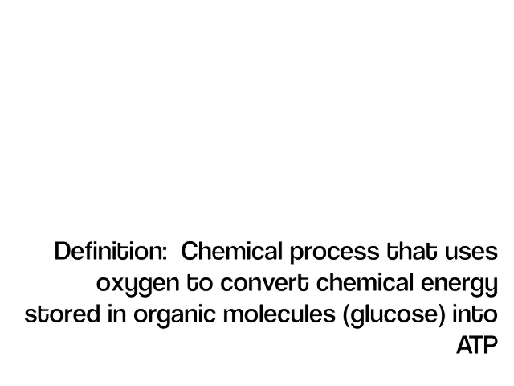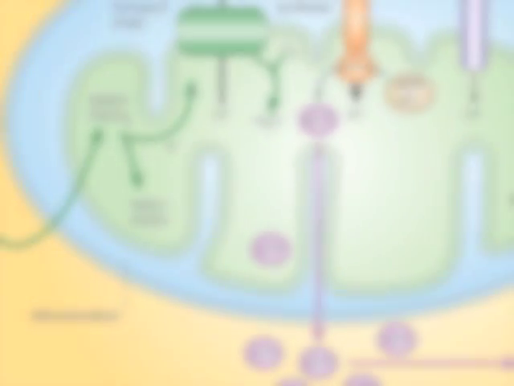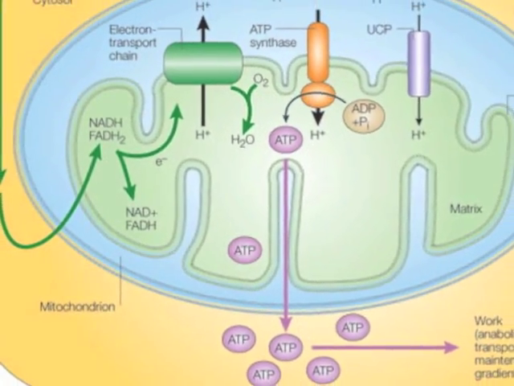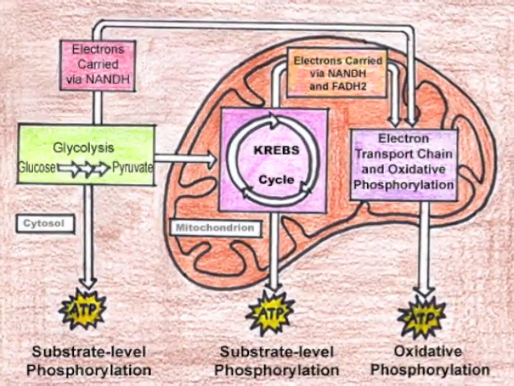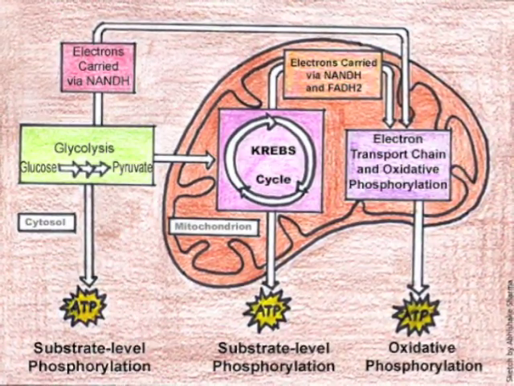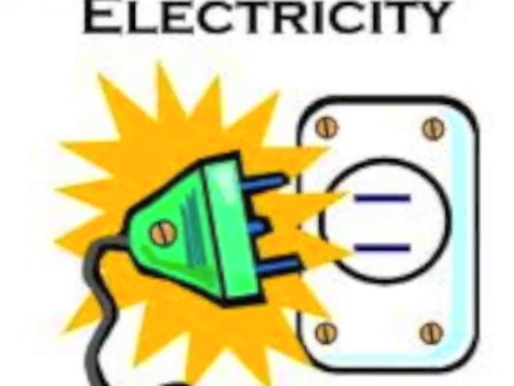Cellular respiration is a chemical process that uses oxygen to convert chemical energy stored in glucose into ATP. NADH and FADH are both electron carriers. Electron carriers transport electrons, which act as a source of electricity, which allows the steps to run.